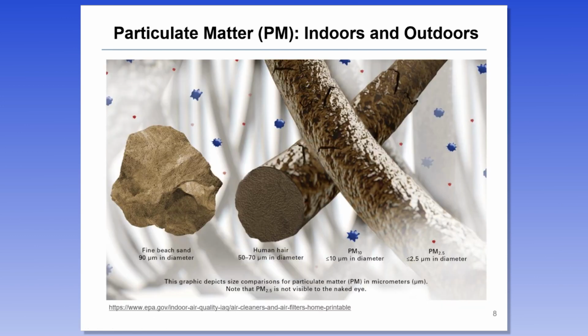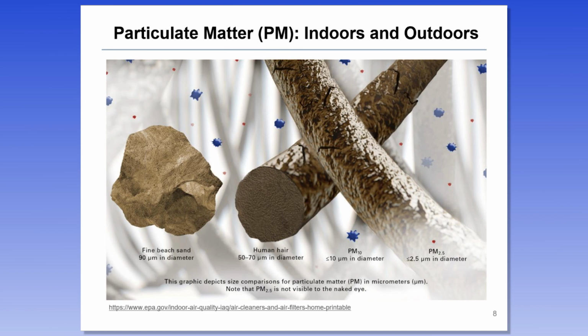And so just to give you one sense of the scale of the things that we're talking about here, if you're not familiar with this, this is a graphic that was included in the EPA's recently updated guidance documents on using air cleaners and air filters in homes. There's a link here at the bottom of this. And so if you imagine a fine grain of sand on the beach, it's on the order of 100 micrometers or so. We can see it, but it's really small.